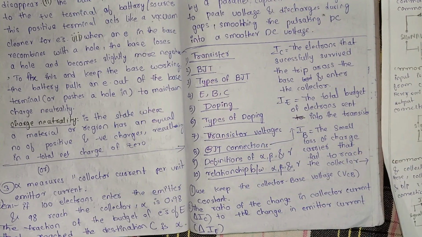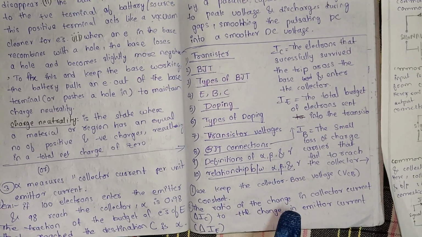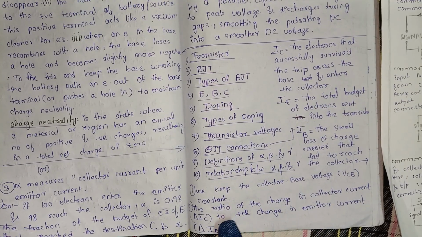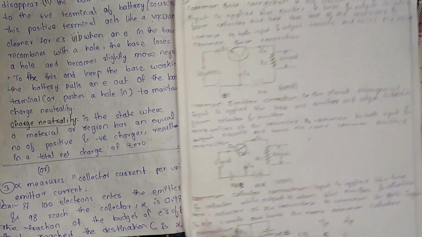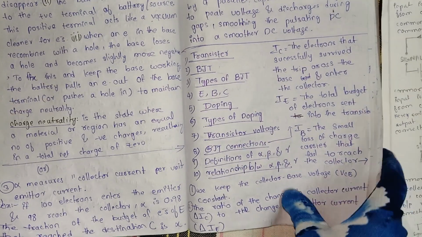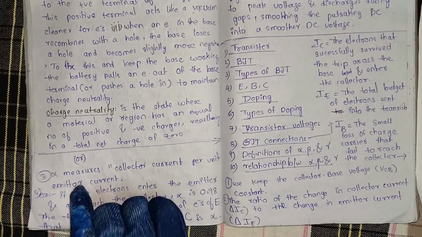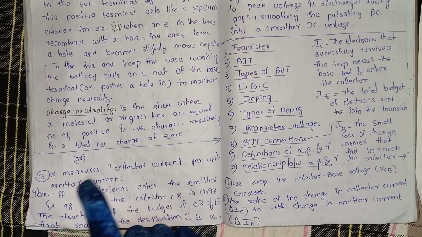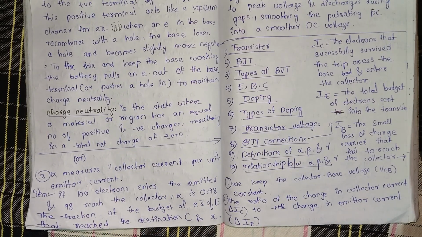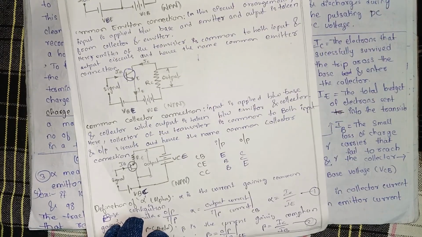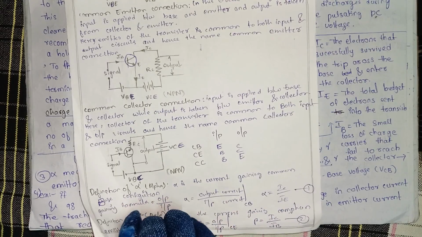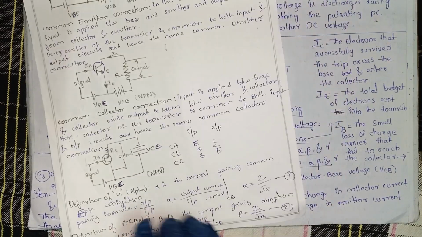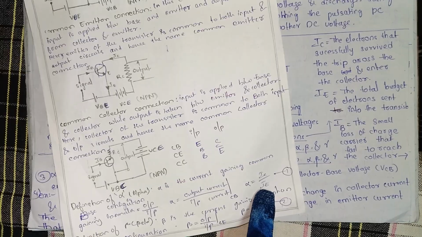So we can also say that alpha is the ratio of change in collector current to the change in emitter current. Here are the collector current and emitter current. Alpha measures collector current per unit emitter current.